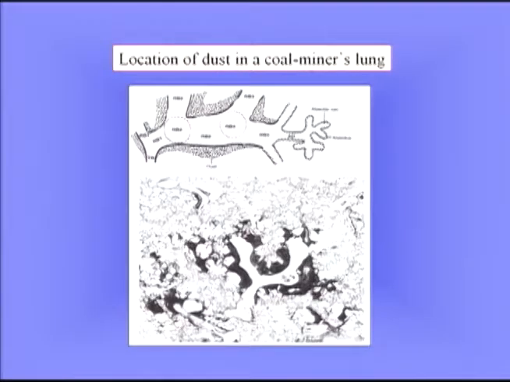Let me remind you, we've seen this slide before, of the location of dust in a coal miner's lung. And this makes the same point, that the dust tends to occur in the center of the acinus. The edge of the acinus is around here somewhere. And you can see it's located in the terminal respiratory bronchioles here, and the alveoli are completely spared. And the same thing is shown in this drawing at the top here. So this is a dramatic demonstration of the fact that the center of the acinus is very much at risk.